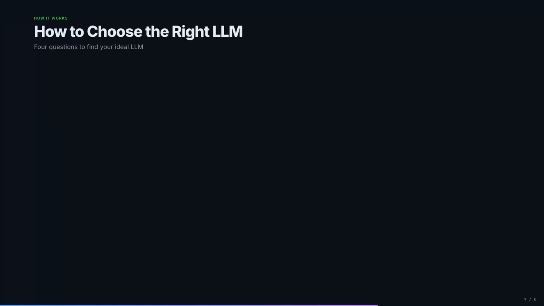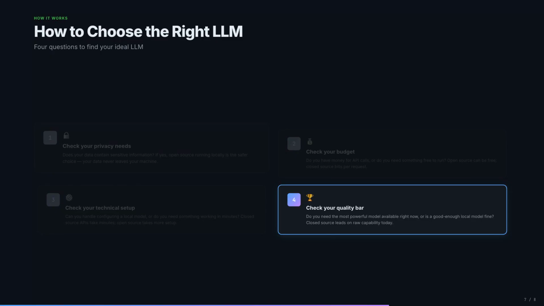Use this simple decision process when starting any AI project. First, check your privacy needs. Does your data contain sensitive information? If yes, open source running locally is the safer choice. Second, check your budget. Do you have money for API calls? Or do you need something free to run? Third, check your technical setup. Can you handle configuring a local model? Or do you need something working in minutes? Fourth, check your quality bar. Do you need the most powerful model available right now, or is a good enough local model fine? Answer these 4 questions, and your choice becomes obvious.